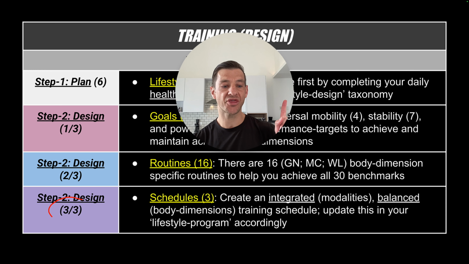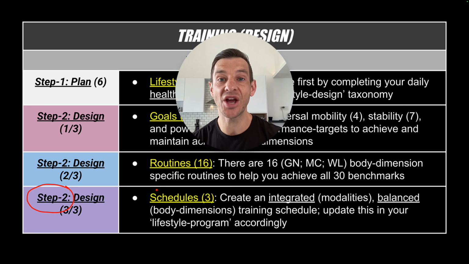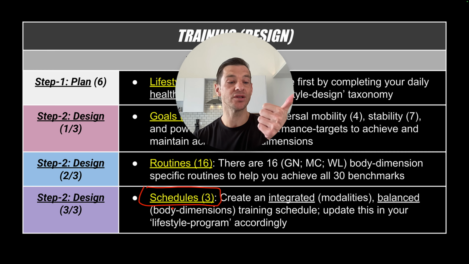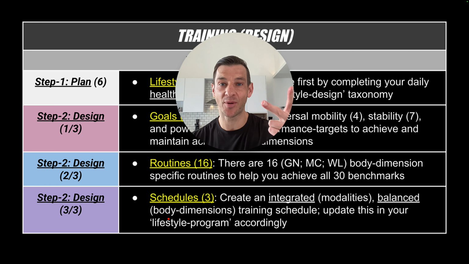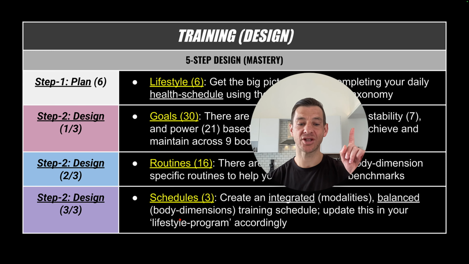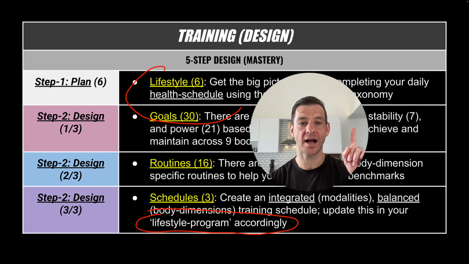Next, moving on to part 3 of step 2, we saw that in the last 3 videos, once we have selected the routines we want to work on most, we have one of 3 schedules to choose from: the split body schedule, the total body schedule, and the hybrid body schedule, all three of which are integrated across different modalities, balanced across different body dimensions, selected based on our schedule that fits our lifestyle best.